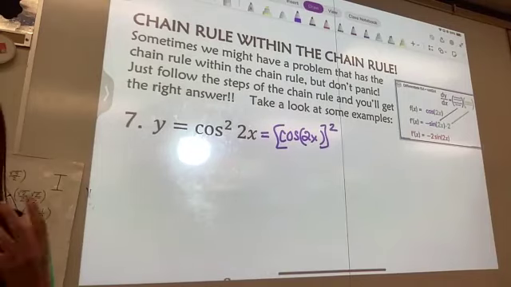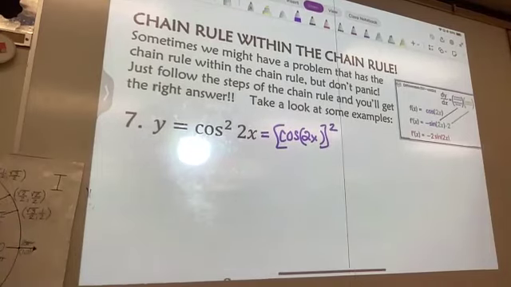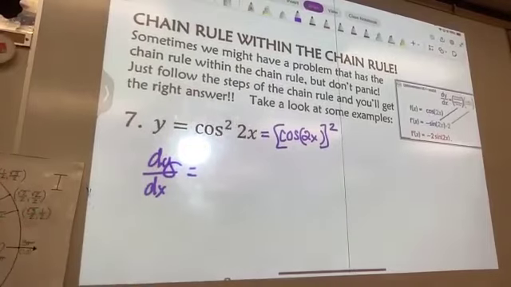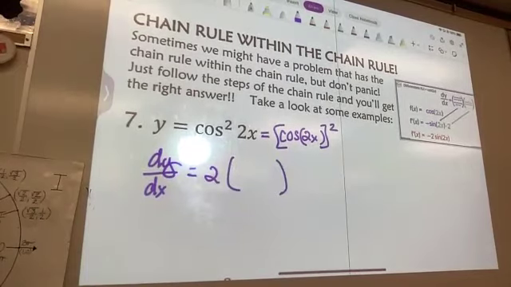Now, the chain rule says, let's do our dy dx. The derivative is, bring your power in front. Does that quantity stay the same? Cosine 2x?